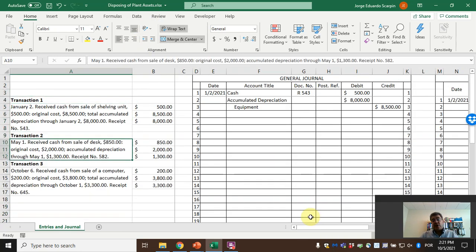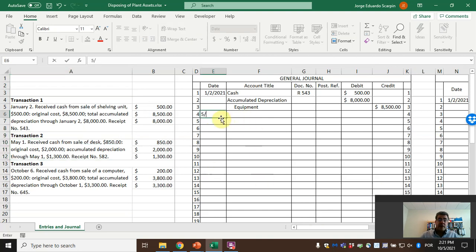Receive the cash from sale of desk, $850. Original cost, accumulated depreciation, so the same. So here, May 1st. And here, sale of desk. Let's call it furniture. So what do we have here? The same, receive cash. Receipt 582. How much?